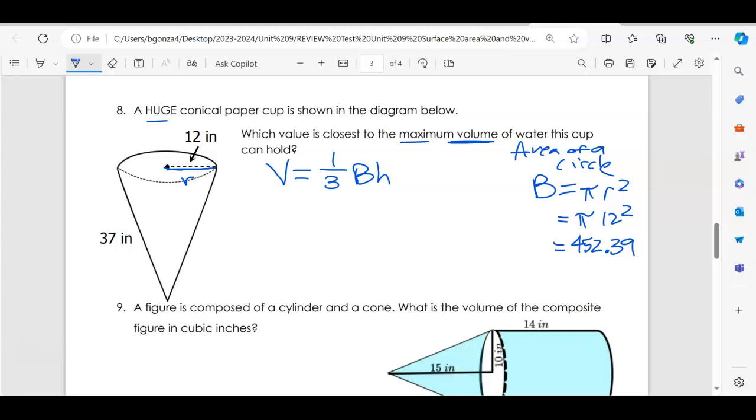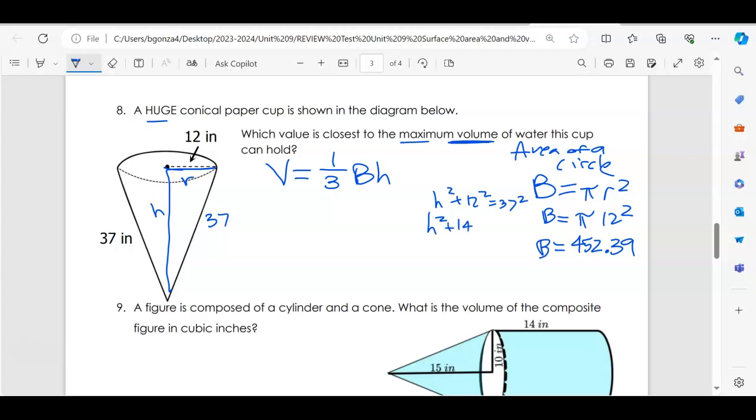Now the height is what we don't know, right? We got 37, and then we have a missing height, right? The height is not 37. So we're gonna do x squared plus 12 squared equals 37 squared to figure out that height. So we'll call it h. So over here, h squared plus 12 squared equals 37 squared.